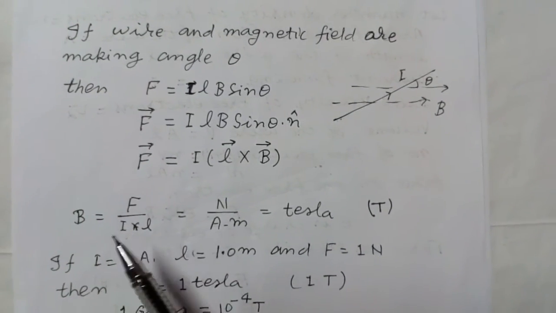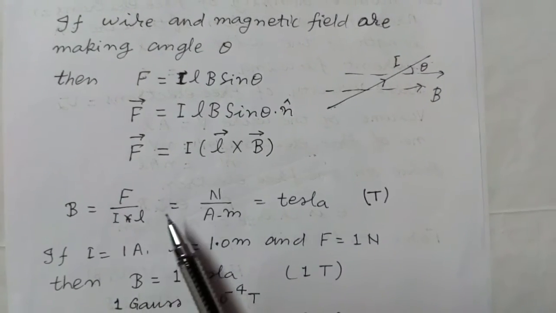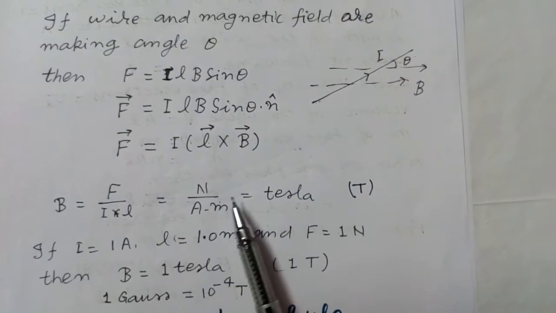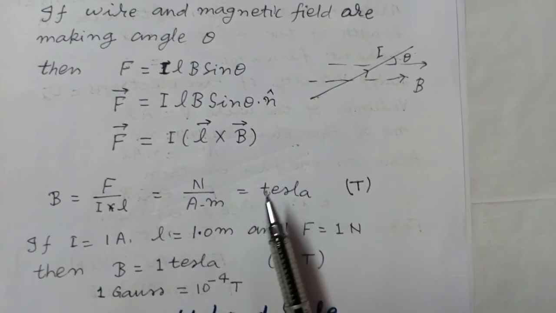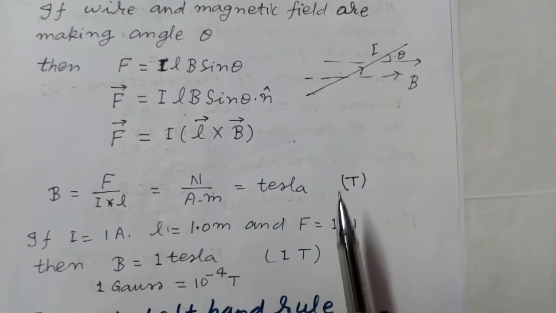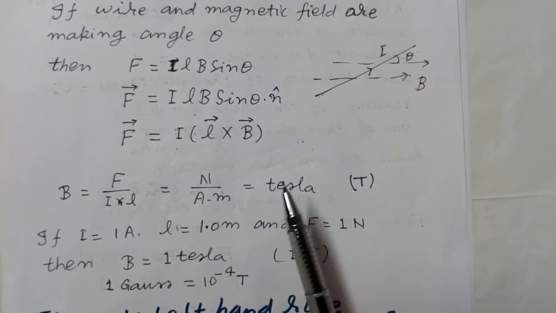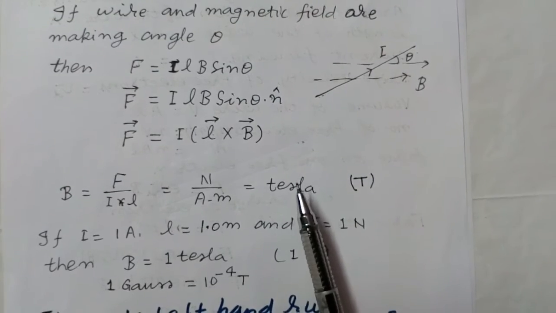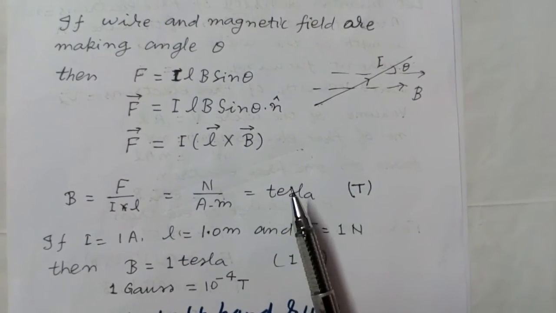Now we may write F is equal to ILB as B is equal to F upon IL. So unit of B is equal to Newton per ampere meter. This is also written as Tesla. In short form it is written as capital T. Now this unit Tesla is in the name of great inventor and scientist Nikola Tesla. ये उनके सम्मान में यह यूनिट टेस्ला रखी गई है.